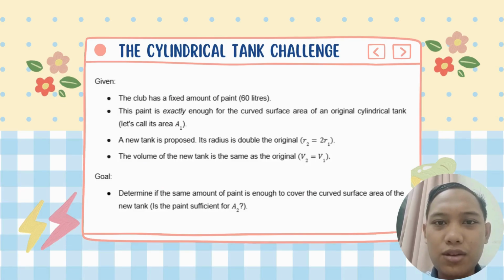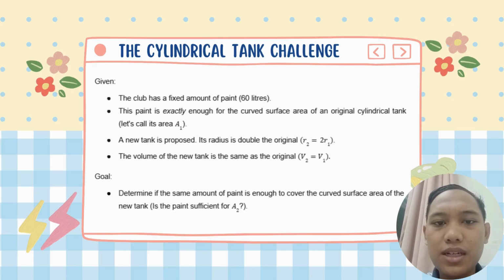Okay, now let's look at the problem we need to solve. Imagine a club has 60 liters of paint. This amount is exactly enough to cover the curved surface area of their original cylindrical tank. Let's call this original area A1.